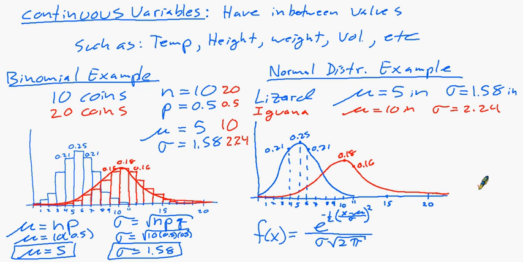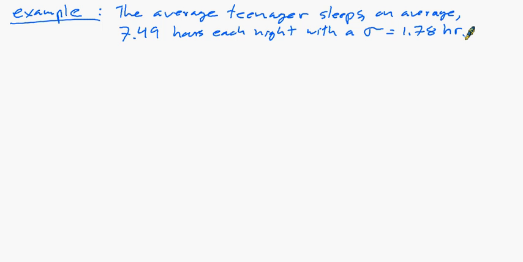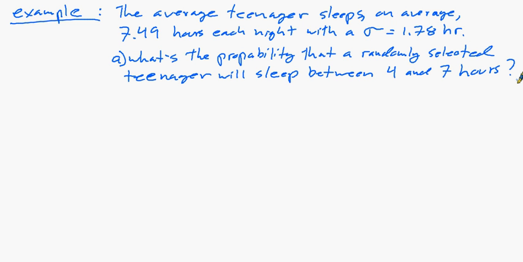So now let's look at an actual example. The average teenager sleeps, on average, it's a little redundant, sorry, 7.49 hours each night with a variation of 1.78 hours. So let's get to the question part. What's the probability that a randomly selected teenager will sleep between 4 and 7 hours? Now this is a range question. It sounds very much like some of the binomial probability questions, and it is.